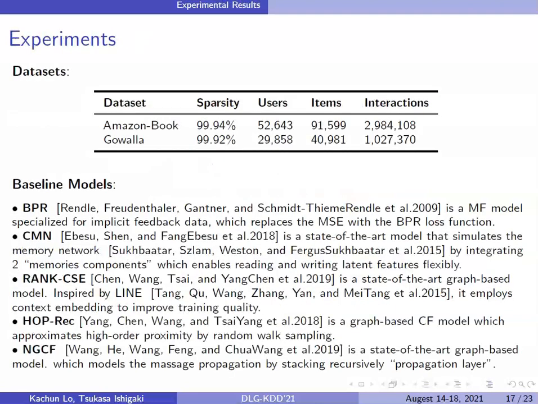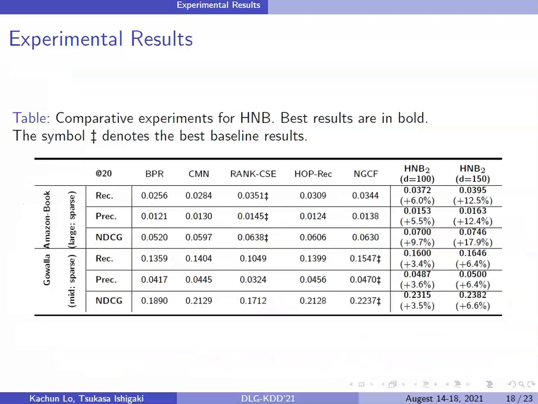And we have also done some experiments. The datasets we selected are some public datasets, one called Amazon Book, and another one called Koala. And here are some baseline models we used to do the comparative experiment. And here's the comparative experiment for Hanabi. Best results are in boldface, and the special symbol denotes the best baseline results.